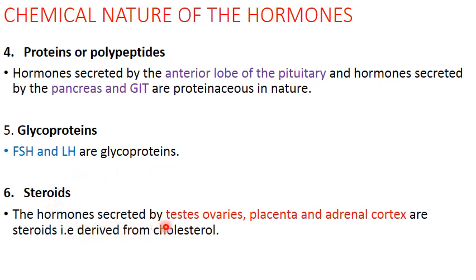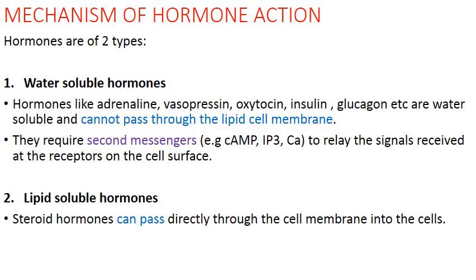कौन से हैं? सारे sex hormones, that means hormones जो testes और ovaries secrete करते हैं, plus hormones from the placenta, which I have not done this year because in the next 12th class you'll be doing it, और hormones secreted by the adrenal cortex. ये सारे क्या हैं? Steroid. कहाँ से derive हुए हैं? कोलेस्ट्रॉल से. Now coming to the mechanism of hormone action.